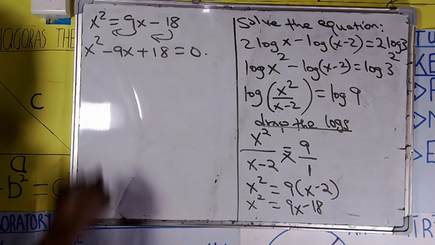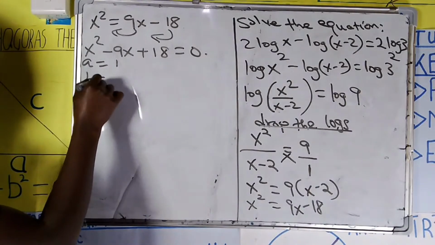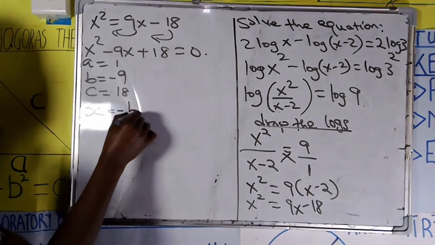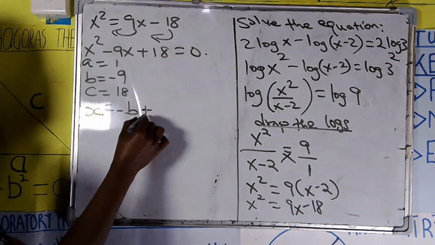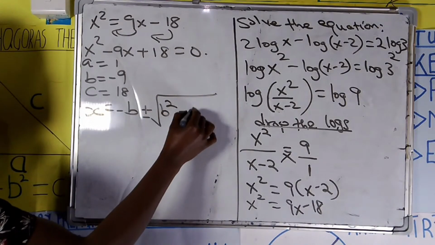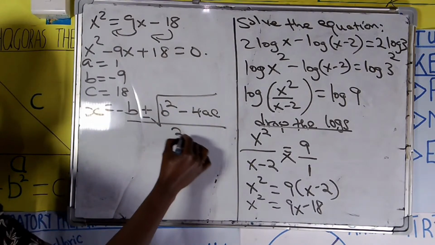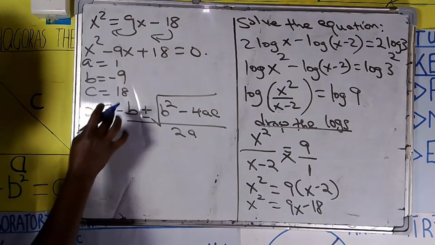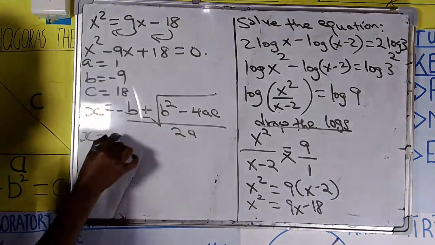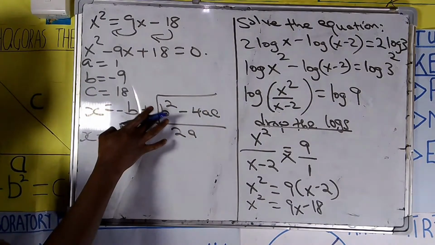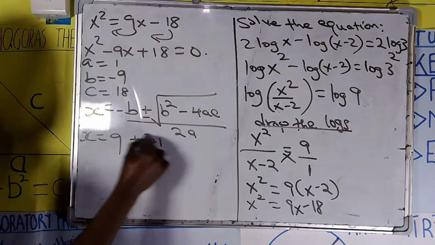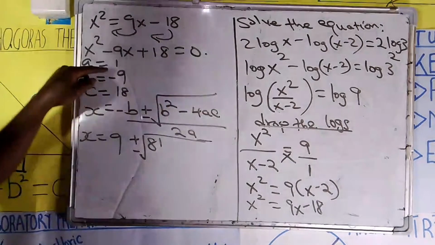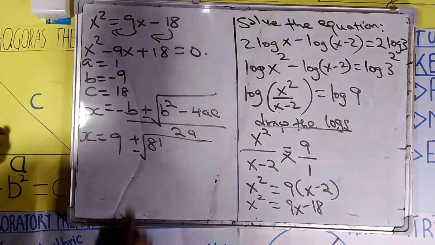So here our a is 1, our b is negative 9, and our c is 18. So x is minus b plus or minus square root of b squared minus 4ac, over 2a. So our x is equal to minus b, which is minus negative 9, which is 9, plus or minus the square root of 9 squared, which is 81, minus 4 times 1 is 4, times 18 is 72.